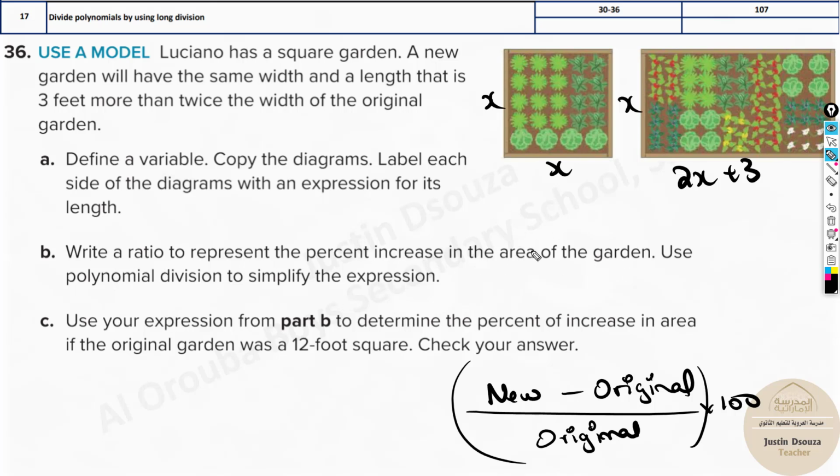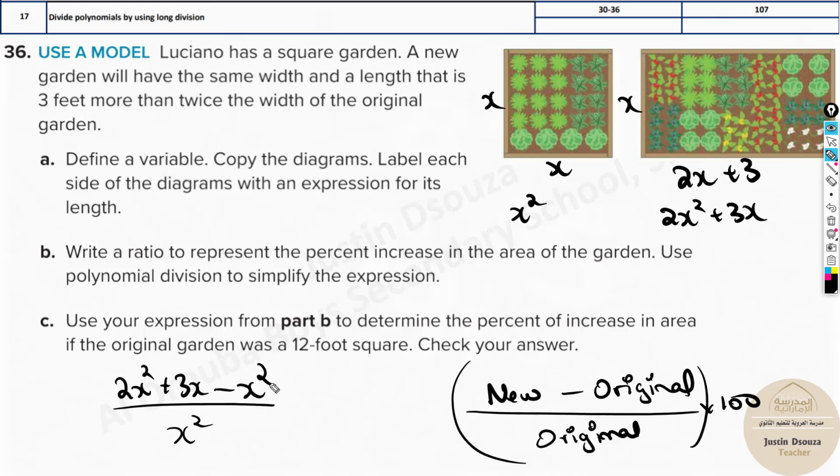Use polynomial division. What you're basically doing is, let's write what is the new area. So multiply these two. The original area was x squared. What is the new area? Multiply 2x into x squared plus 3x. So let's write it in the formula over here. New area is 2x squared plus 3x, minus x squared, divided by x squared, into 100.